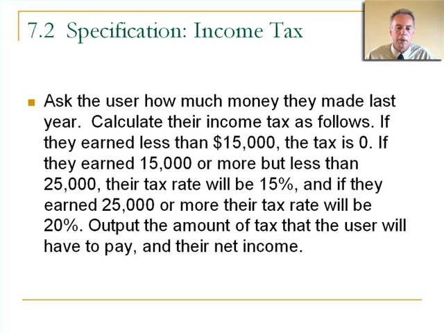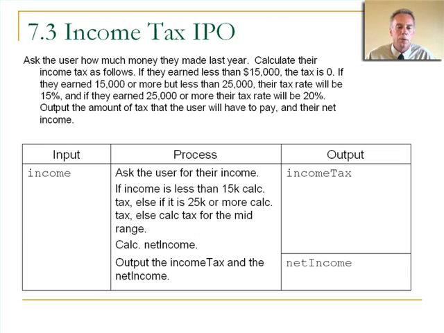Okay, this problem is complicated enough that we'll use an IPO, or an input process output diagram. So I copied the spec over to this slide, and I usually start out by looking at the spec and finding out what are the inputs and outputs. The first line in the spec says, ask the user how much money they made last year. So that's an input into the program, and I put under the input column income. It's the only one that there is in this spec.